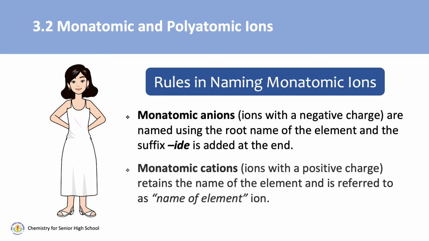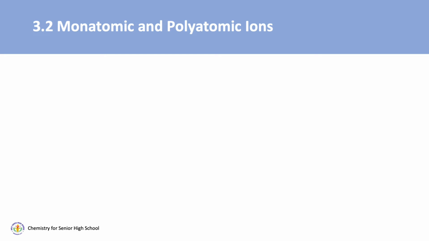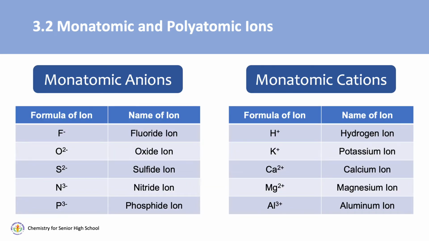Second, monatomic cations, or ions with a positive charge, retain the name of the element and are referred to as the name of the element ion. Here are some examples of monatomic anions and cations. We have their formulas and their names. Let's start off with the anions.